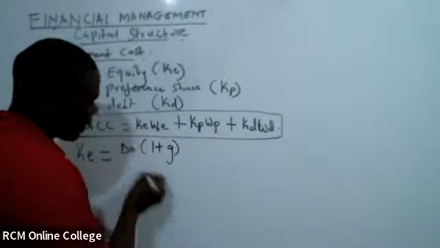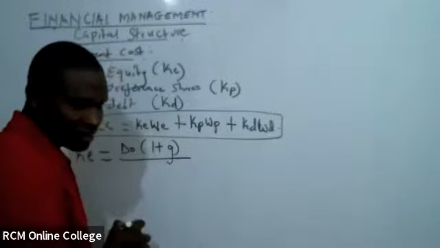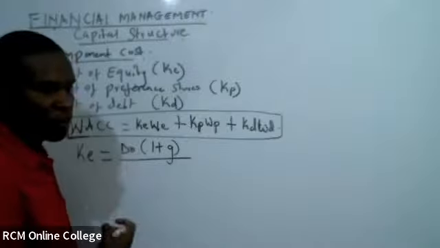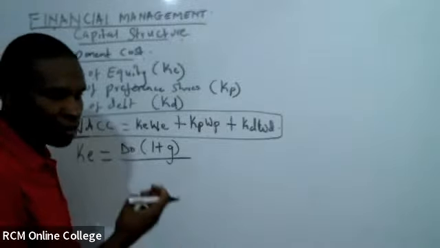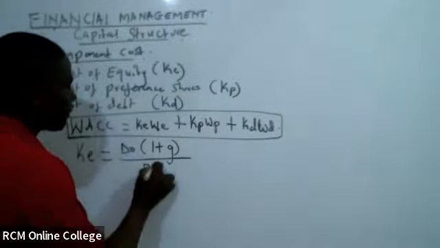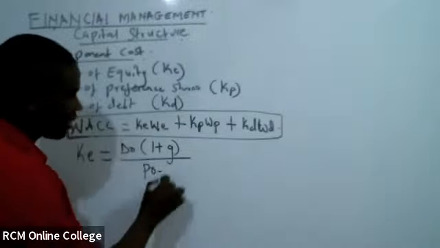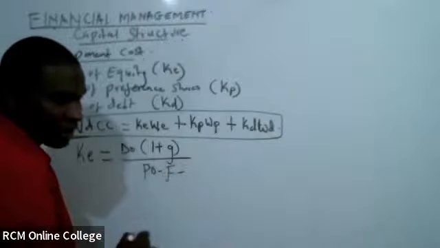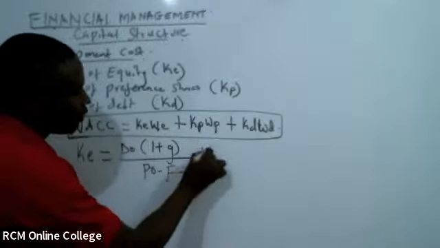1 plus G. And then I know I should divide with something. What should I divide with? Remind yourself. Make sure that these things are at your fingertips. You divide by the P0. You can less the flotation cost, if any, or you can less as well the discount, if any, and then you add what?